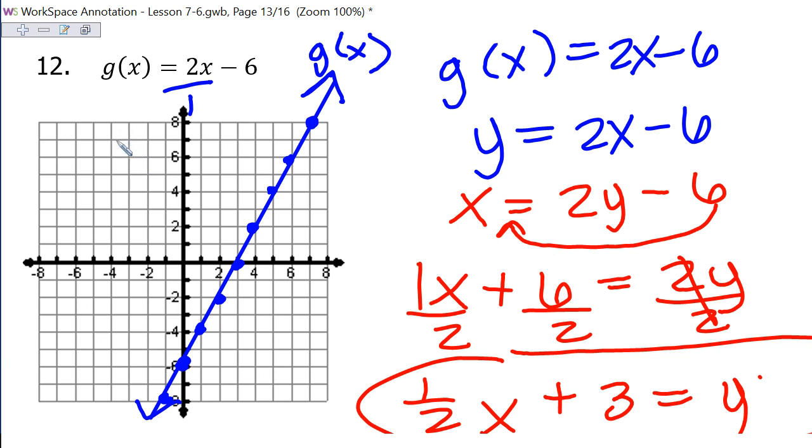If the slope is 1/2, which way do I go? Up 1, right 2, up 1, right 2. And the opposite would be down 1, left 2, down 1, left 2, down 1, left 2. Then connect these points and make sure you label this one as g inverse.